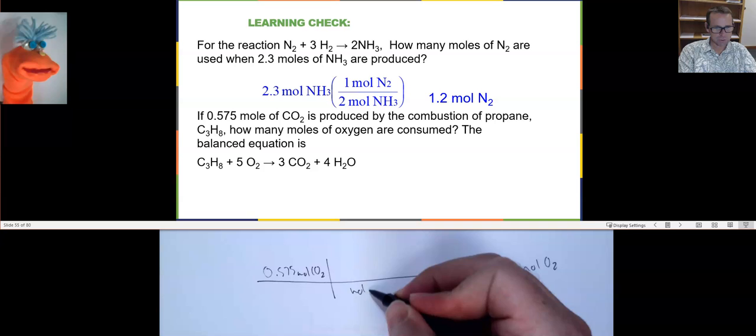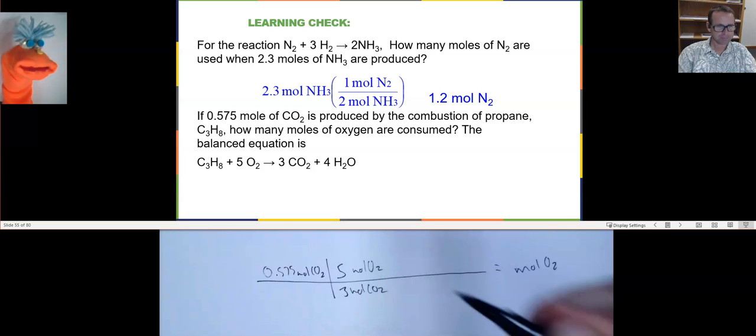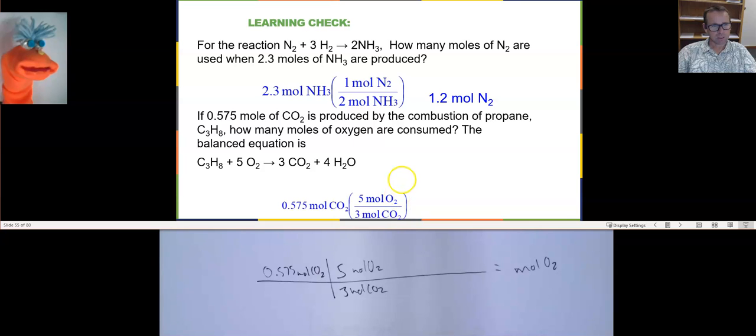And I can relate moles of carbon dioxide to moles of oxygen through the stoichiometry here. 3 moles of carbon dioxide for every 5 moles of oxygen. All right, so 0.575 times 5 divided by 3, that should tell me my moles of oxygen that I would expect to be consumed. See how that works? Yeah, I see that. So the coefficients in front here are the stoichiometry that allows us to relate different amounts of the materials or products to each other.